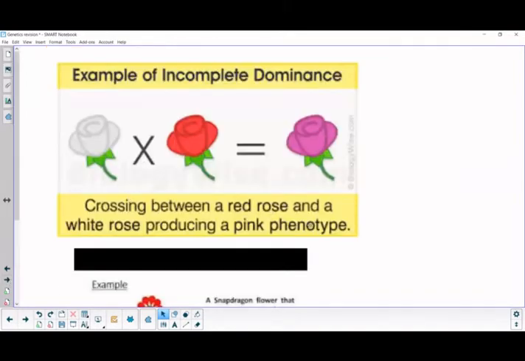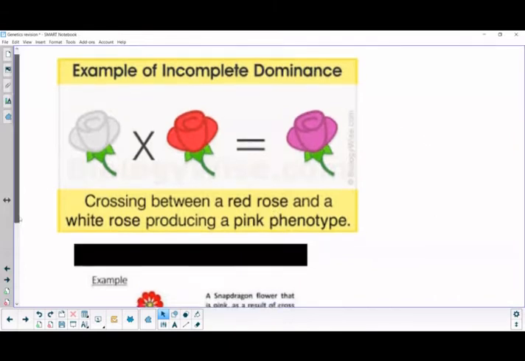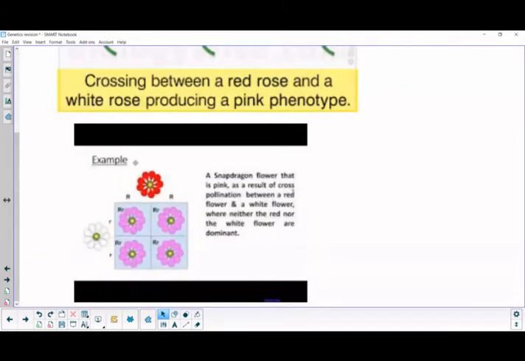When we take a look at incomplete dominance, here we have a white flower and a red flower, and then we cross those two. That's homozygous red, homozygous white, and then we get a pink flower, a heterozygous pink. Another example over here, there's another pink one. We can see the homozygous red crossing with homozygous white, and then we get the heterozygous pink. So this is incomplete dominance.